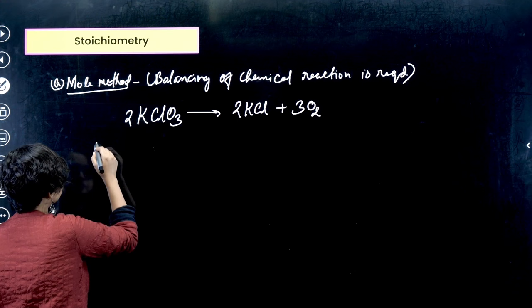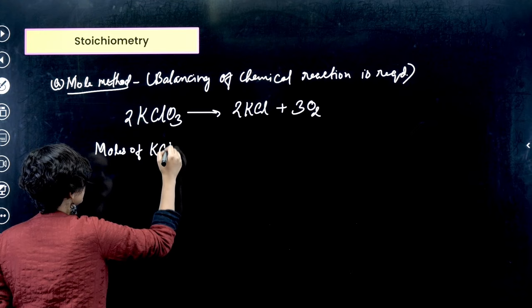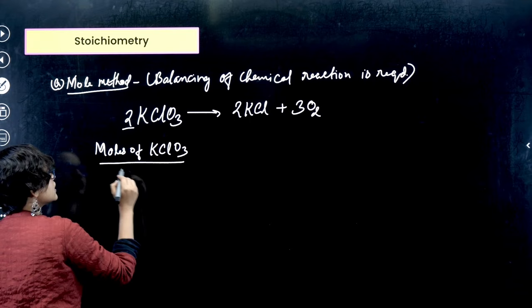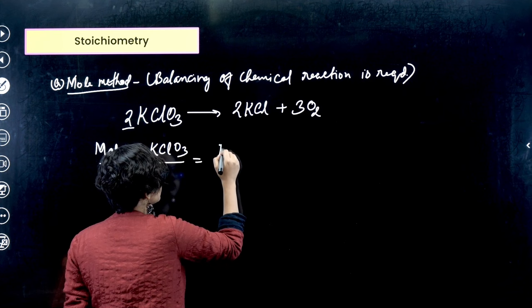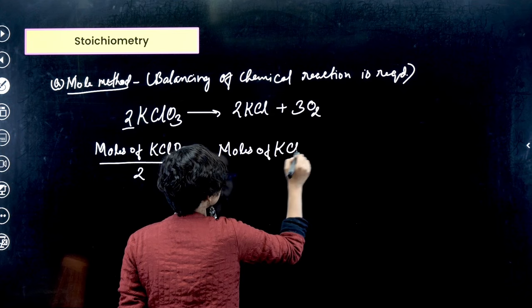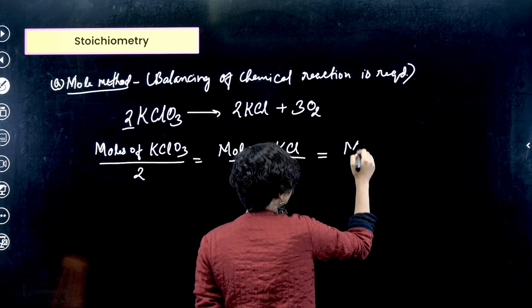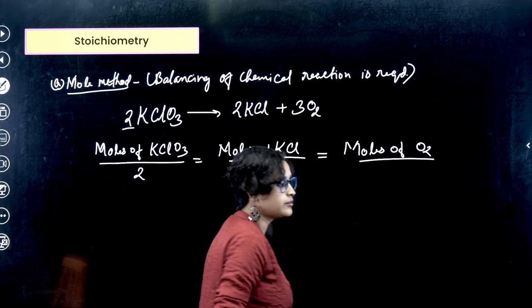Moles of KClO3 divided by the coefficient, so 2, should be equal to moles of KCl divided by 2, and then finally equal to moles of O2 divided by what? Tell me. 3. Very good. The answer is 3. Absolutely correct.